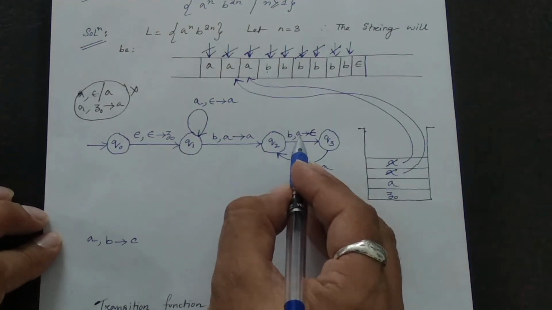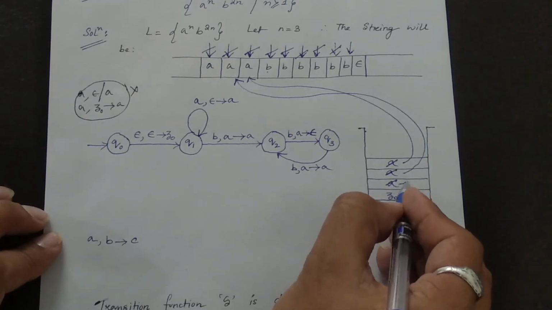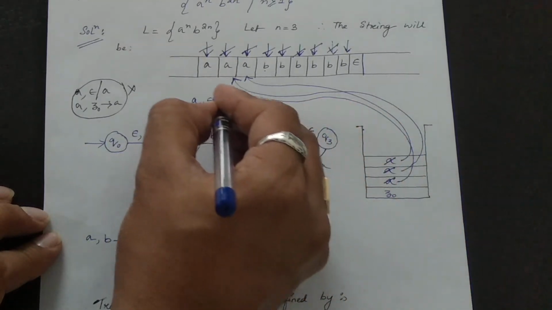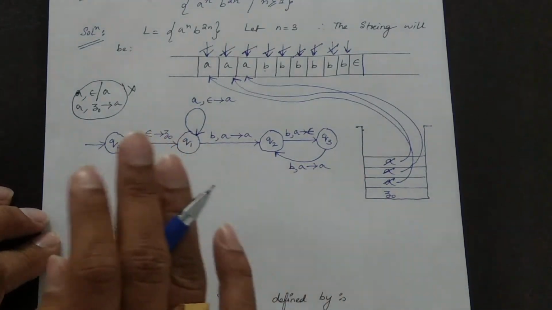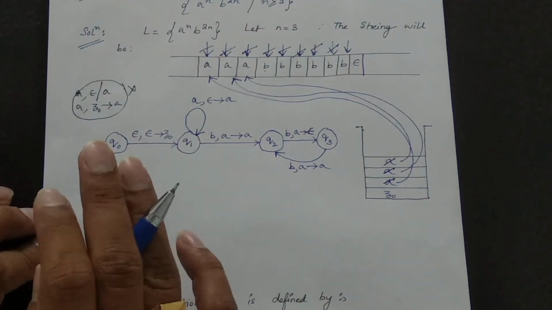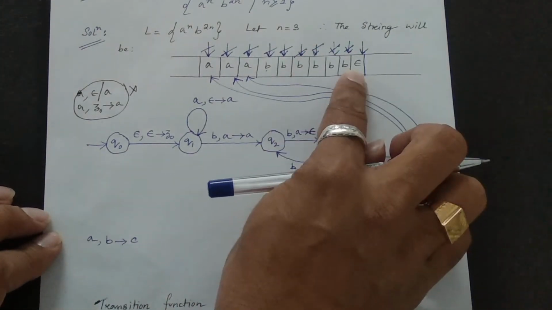So on seeing B, what is the top of the stack? A, and what is the operation to be done? Pop. So this will also move out and it will move back to its original position. Done. So all reading, all inserting, all deletion, everything is done, and I have reached the final empty position.